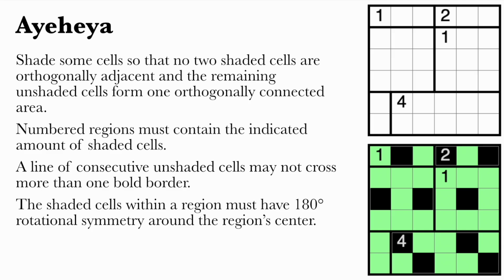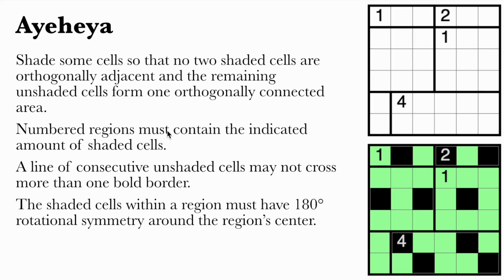Ayeheya is an Ayeheya variant. The rules are: shade some cells so that no two shaded cells are orthogonally adjacent, and the remaining unshaded cells form one orthogonally connected area. So this is in the family of puzzles that Puzzlink defines as no adjacent, no divide. We have black squares here that are never adjacent to each other orthogonally, orthogonally just meaning horizontally or vertically. And all of the unshaded cells are in one undivided region. You can get from any one cell to any other cell in that region just by going horizontally and vertically.